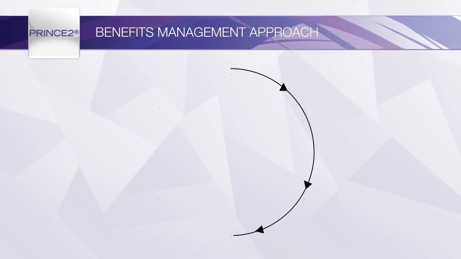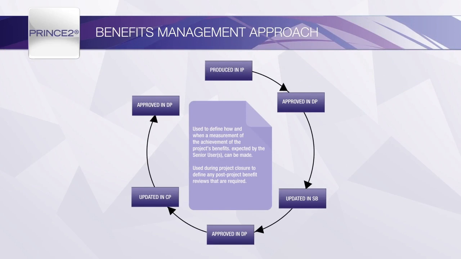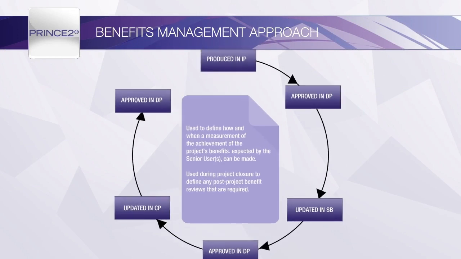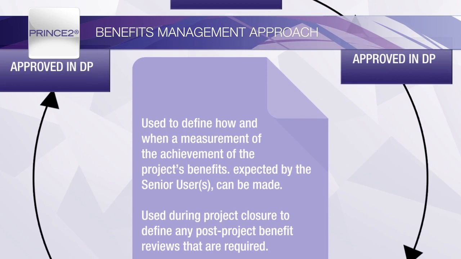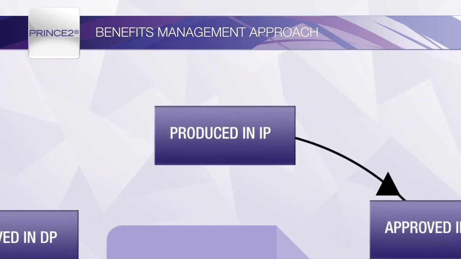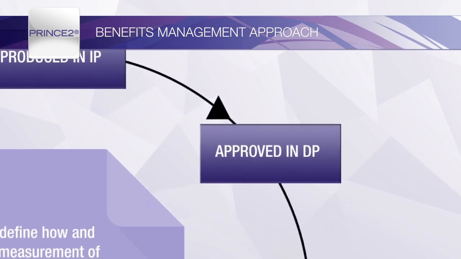The benefits management approach defines when and how the achievement of the benefits expected by the senior user should be measured. It will include details of who is accountable for each of the benefits, the procedures on how the benefits should be measured and when this should be done, the resources that are required to carry out the reviews, and how the performance of the project's products can be measured. Created in the IP process during the initiation stage, the benefits management approach will be submitted to the executive and will therefore be approved in DP by the project board.